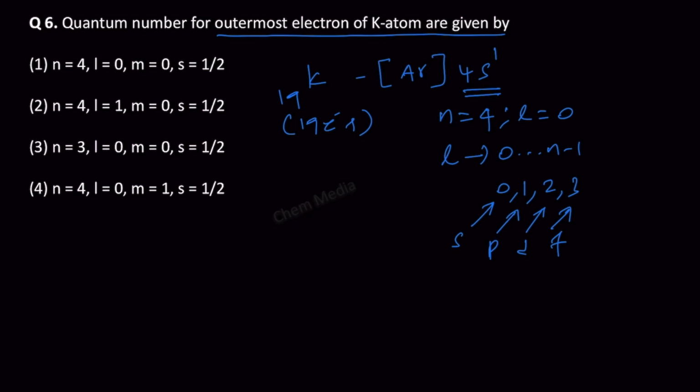And then ML values, the magnetic quantum number, run from negative L to positive L including 0. So if the L value is equal to 0, then obviously the ML value will also be 0. And then the spin quantum number will be equal to plus half because there is only one electron here, so we can consider it as up spin. Therefore, option 1 is the correct choice here.